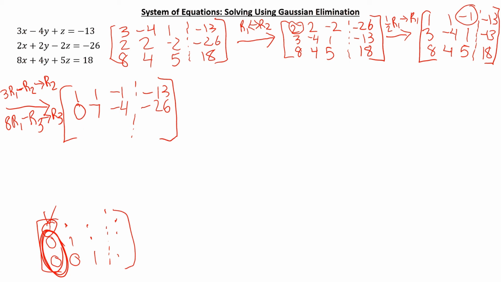It doesn't really matter as long as you make this a 0. Okay? Now, for this one, we're going to do 8 times R1. So 8 times 1 minus 8 is 0. 8 times 1 minus 4 is 4. 8 times negative 1 minus 5 is negative 13. And then 8 times negative 13 minus 18 is negative 122.